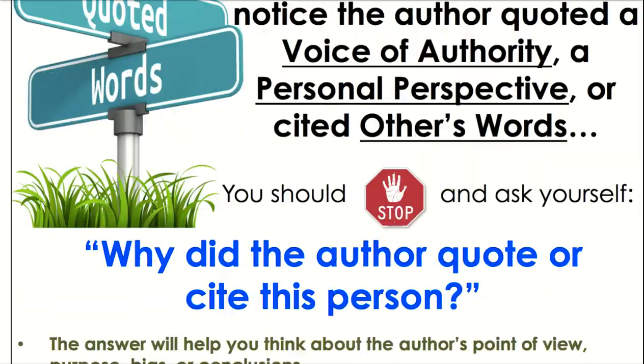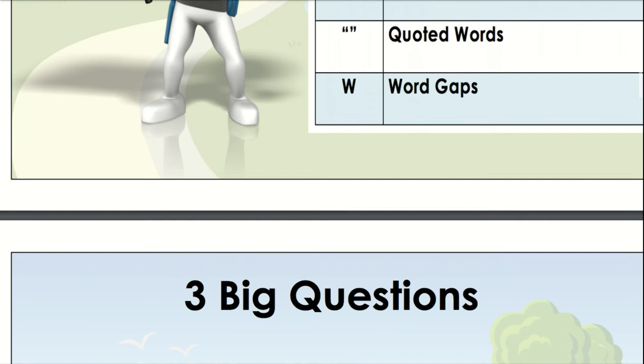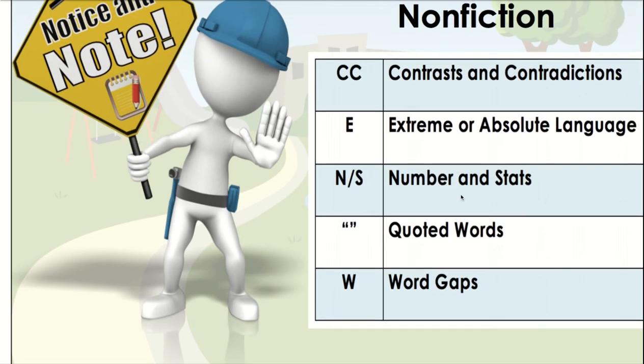Okay, so just to review, so you've written this down now. So when you read, you are looking for contrasts, contradictions, extreme or absolute language, numbers and stats, quoted words, and word gaps.